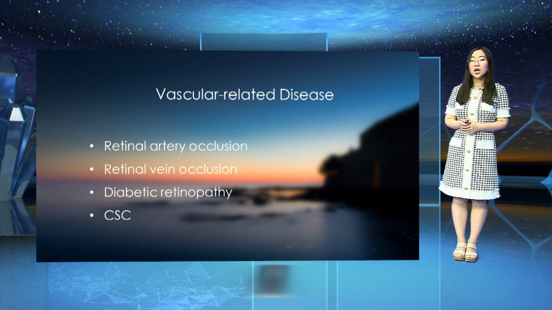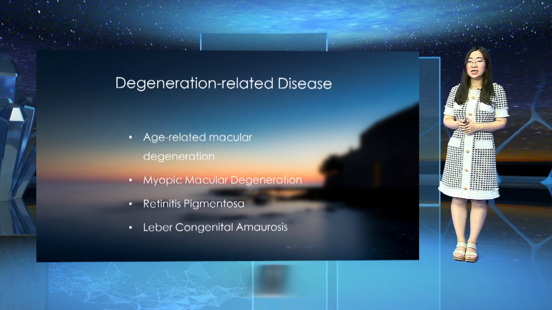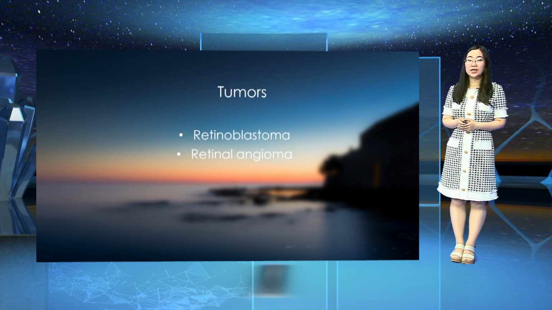Vascular-related diseases are retinal artery occlusion, retinal vein occlusion, diabetic retinopathy, and CSC. Degeneration-related diseases are age-related macular degeneration, myopic macular degeneration, retinitis pigmentosa, and Leber congenital amaurosis. Retinal tumors are retinoblastoma and retinal angioma.